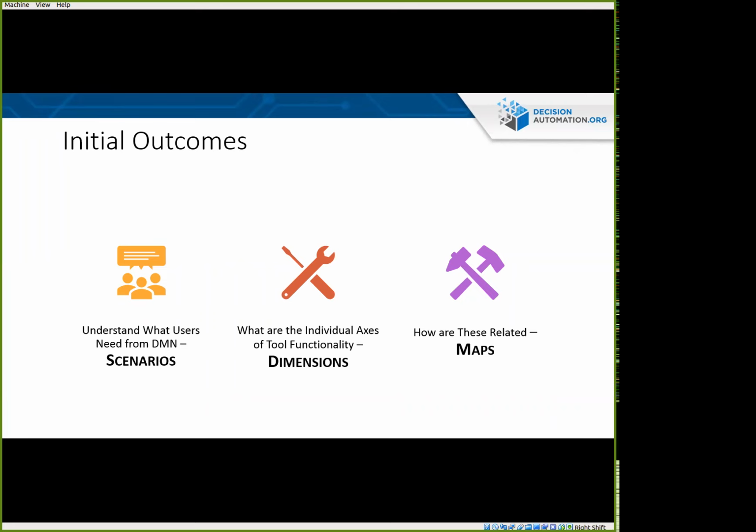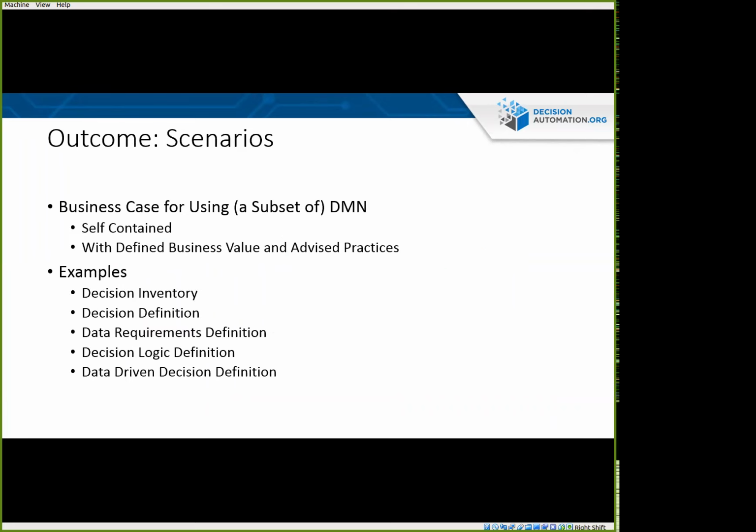So let me go down in a little more detail about each of these 3 things. One of our first deliverables was a definition of scenarios. And this is a business case for using a subset of DMN, a self-contained business case, which adds value to business users. And also associated with each scenario, there is a set of advised practices. We don't call them best practices, but certainly suggested or advised practices, which have been donated by experienced practitioners.